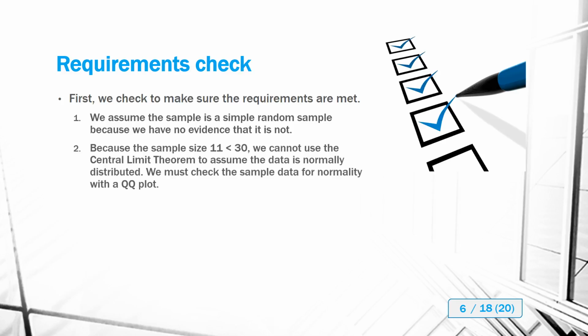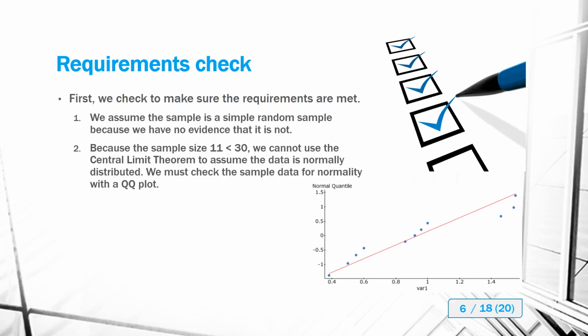The next requirement is about normality, and our sample size 11 is less than 30, so we can't use the central limit theorem to assume a normally distributed data set. That means we have to take our sample data and make a QQ plot to check for normality. When we do that, we get something that looks like this, and as you can see, there's nothing really super crazy about it. The points are generally along the line.